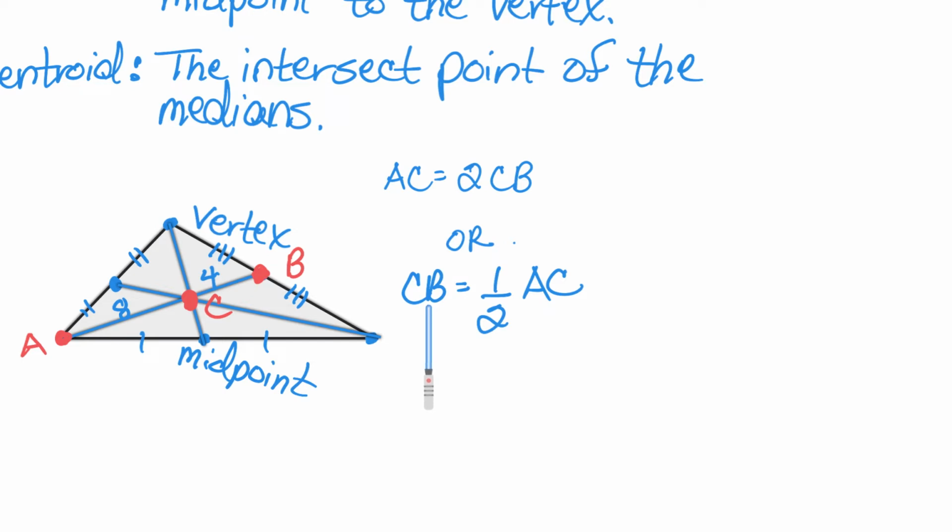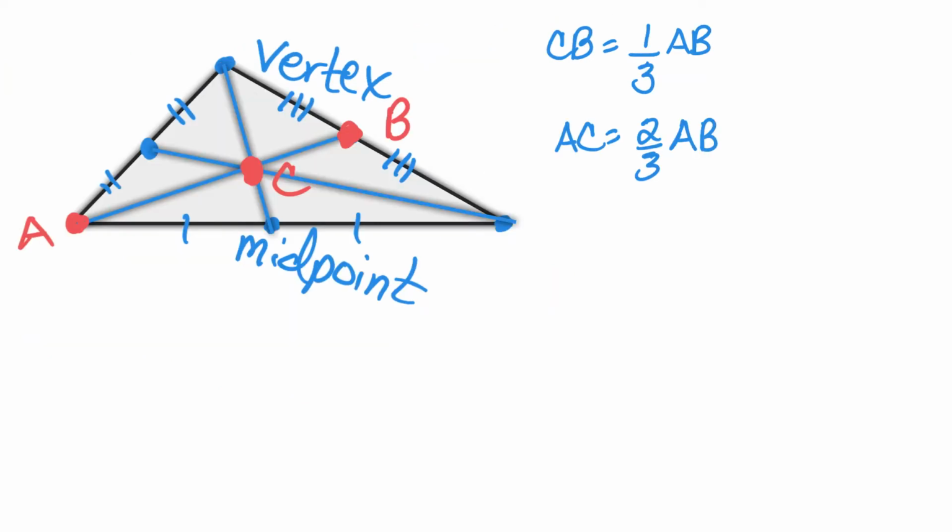It works the same way in reverse. CB is going to be half the length of AC. So if AC is 8 and we divide by 2, then CB is 4. Another property of the centroid is that CB is 1/3 the length of this whole line of AB. Same thing with AC. This length right here is 2/3 of AB.